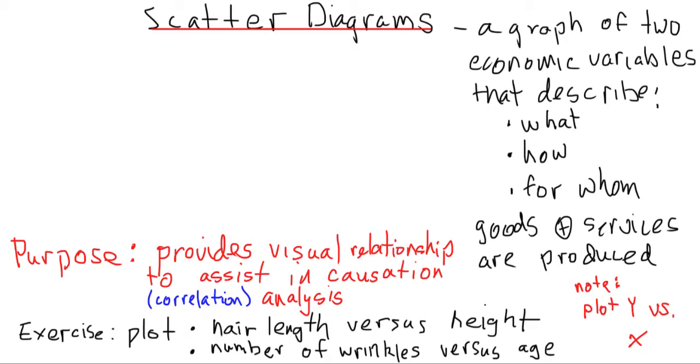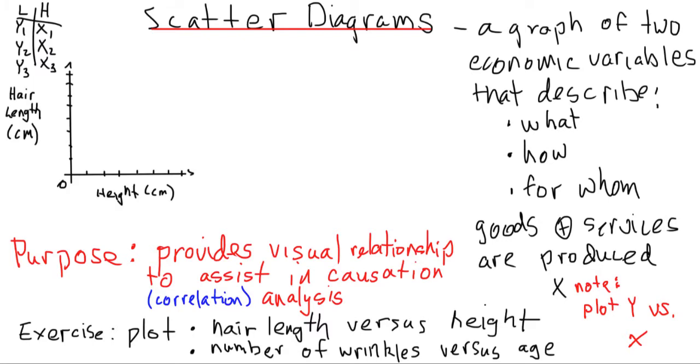Let's try to plot what we think hair length versus height would look like. Now notice, when we write hair length versus height, this is y versus x, the y-axis versus the x-axis. So hair length will be on the y-axis, height will be on the x-axis. Here I've created a graph, hair length in centimeters versus height in centimeters. I haven't put any numbers or values on this because it's irrelevant at the moment.